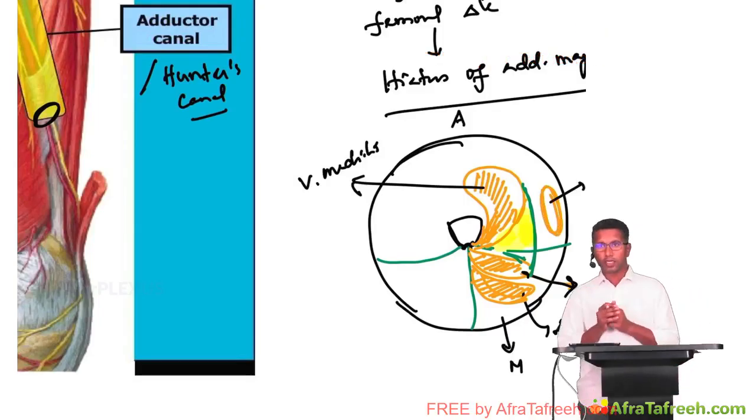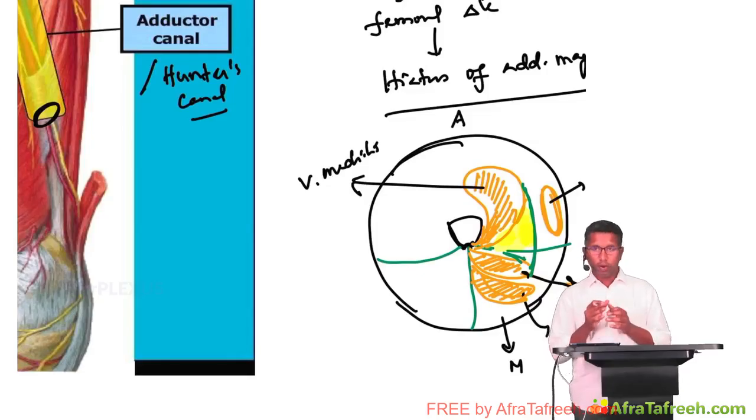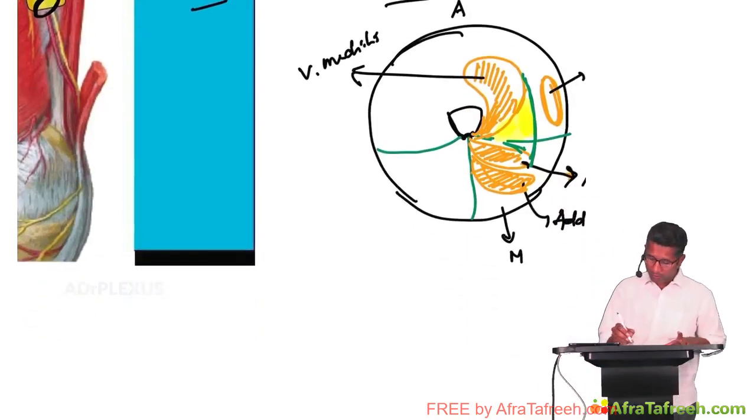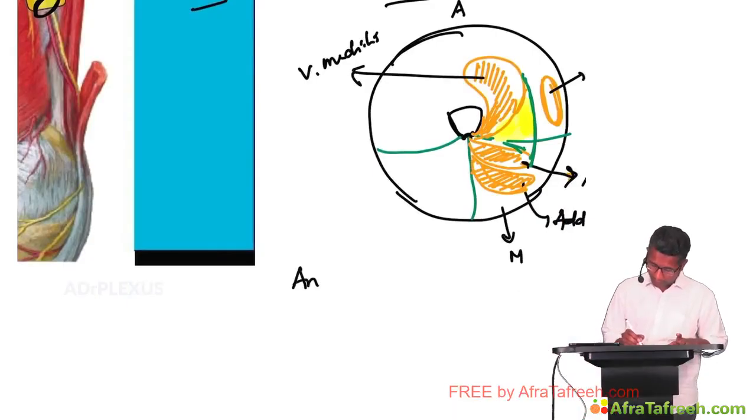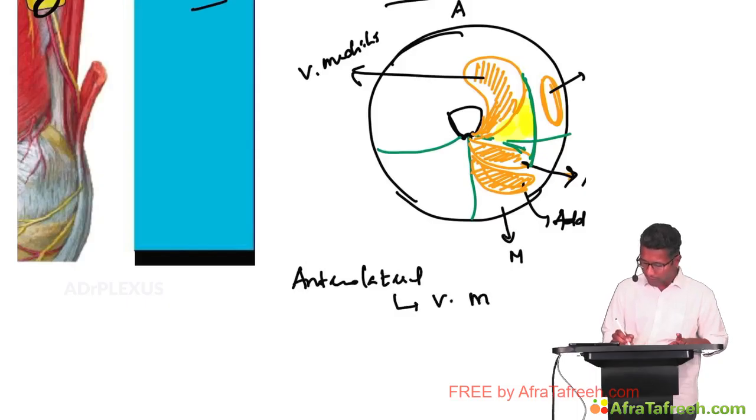Now when you look into the adductor canal, there are certain boundaries. What are those boundaries? The anterolateral boundary is formed by the vastus medialis muscle.